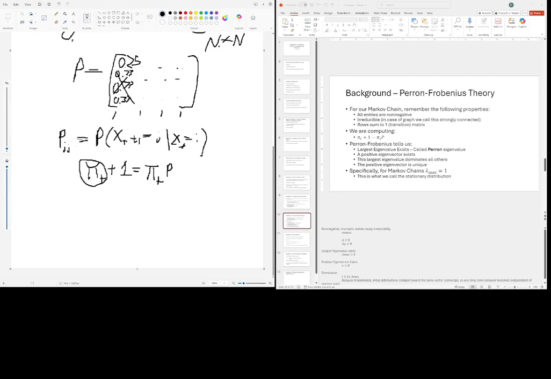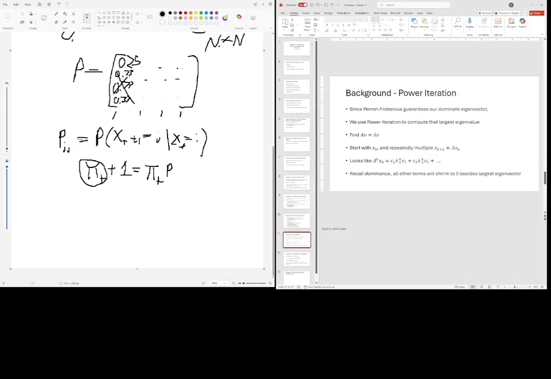Okay, let's move on. Power iteration. Power iteration uses Perron-Frobenius to compute the largest eigenvalue. We need it. We know it dominates and it's positive. So basically the goal here is to find lambda.